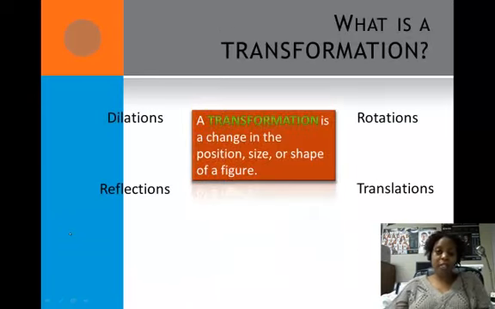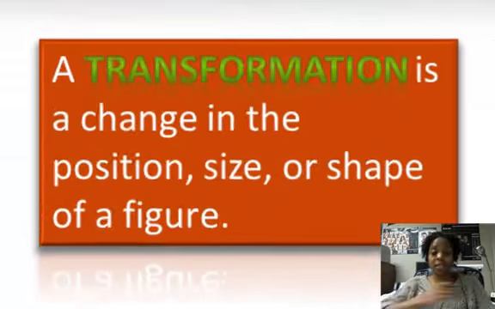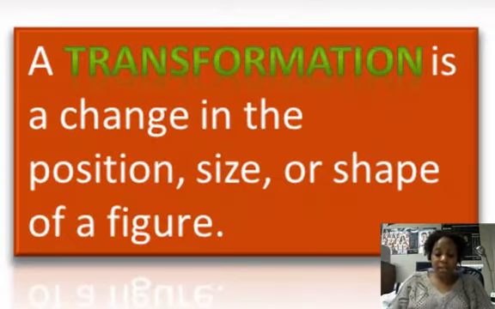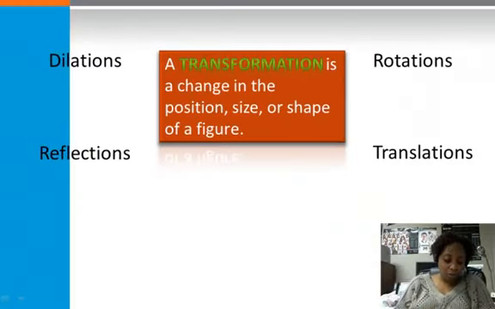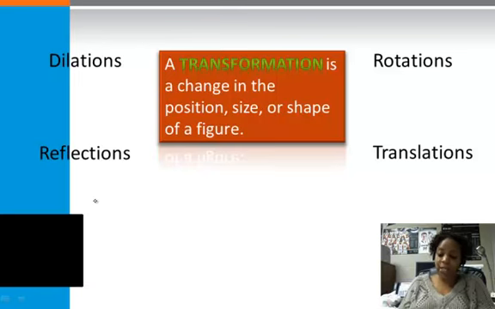So first of all, we're going to look at the definition of transformation. Again, we've looked at transformations in the past, but the definition that we're using for transformation in this section is a change in position, size, or shape of a figure. A transformation is a change in the position, the size, or the shape of a figure. We have 4 different types of transformations here. Last time we only had 3, so we're adding a new one.